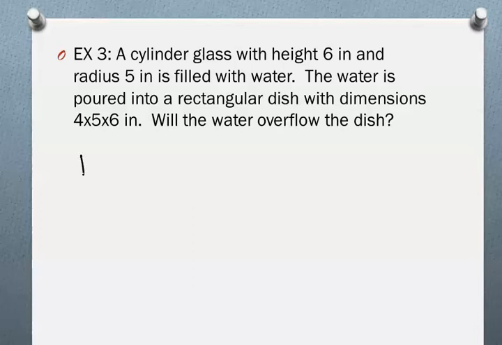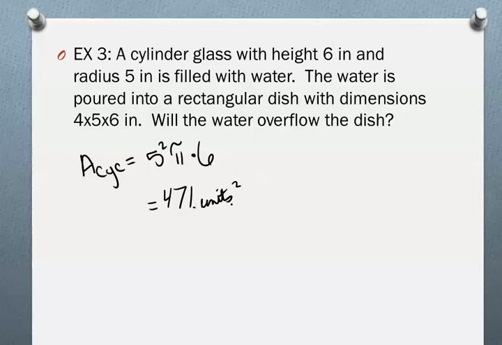So from the cylinder, or the glass, because the glass is a cylinder, we'll again use a formula we used in the previous example: r squared, which happens to be 5 squared, times pi, times its height, which is 6. So that would give 25 pi times 6, which is approximately 471 units cubed. And we're going to change it to exact units instead of pi because we're comparing it to another dimension.